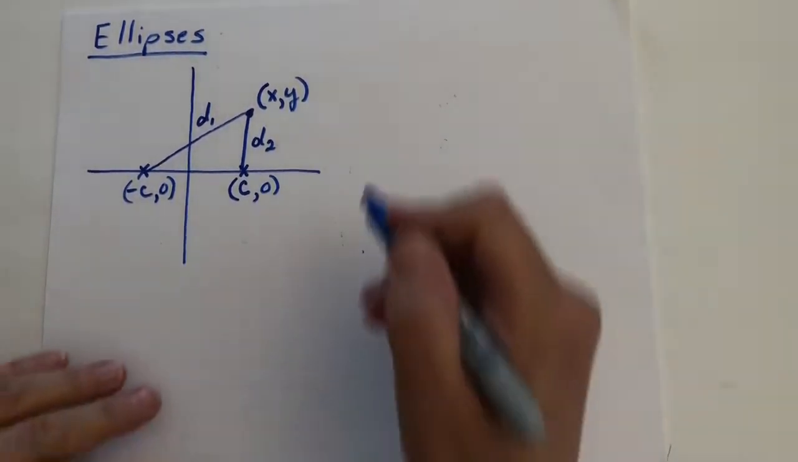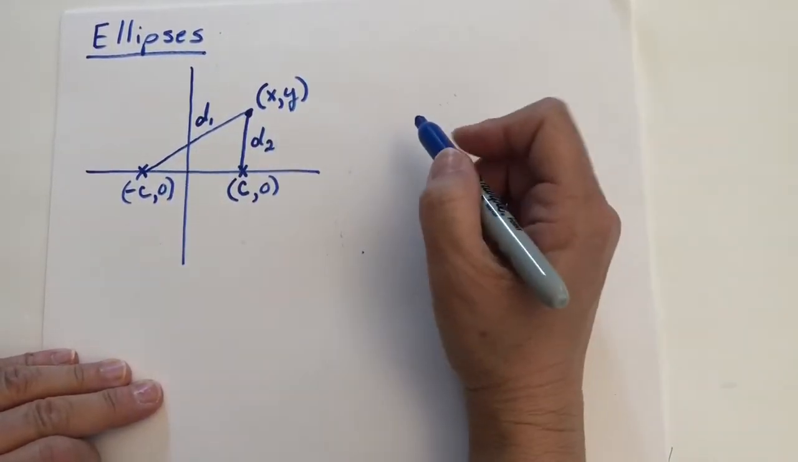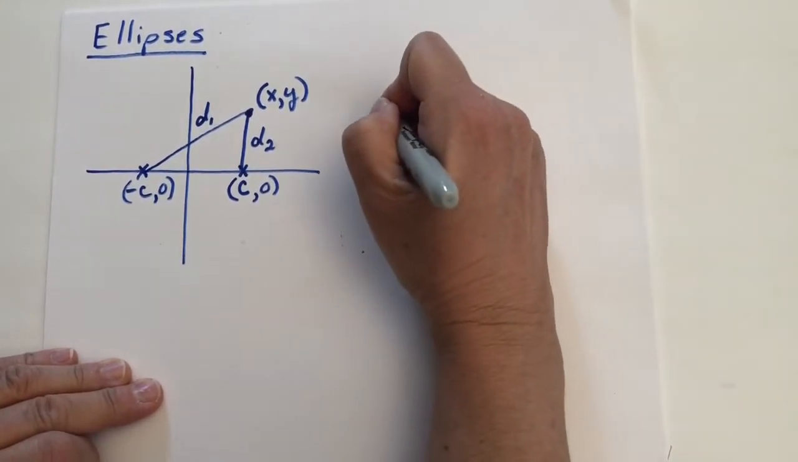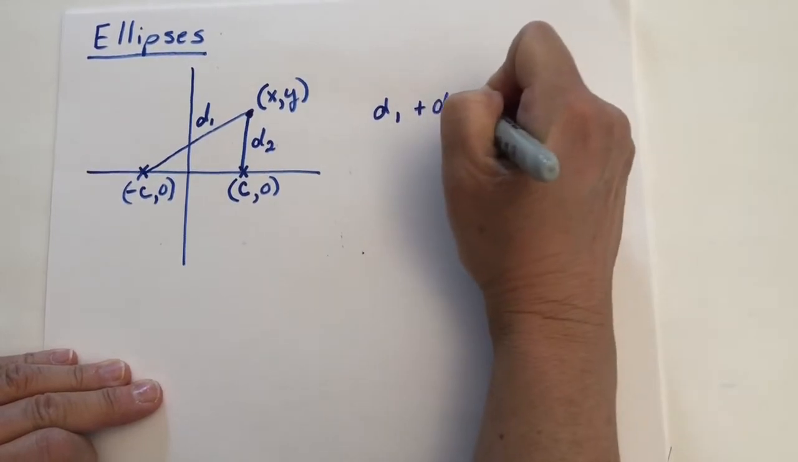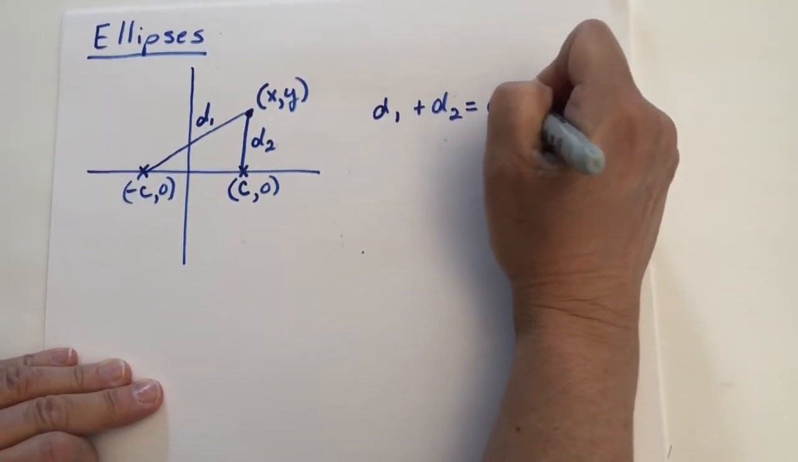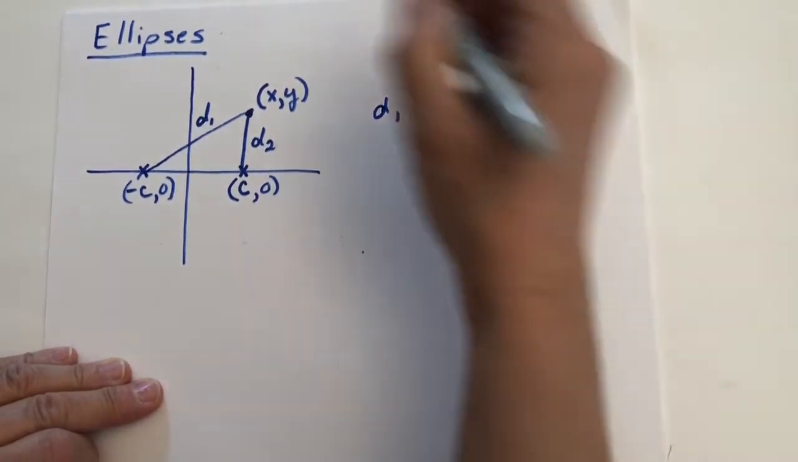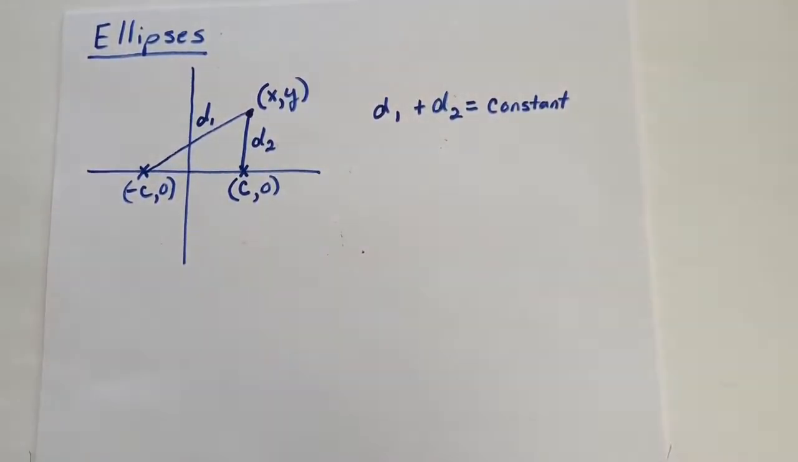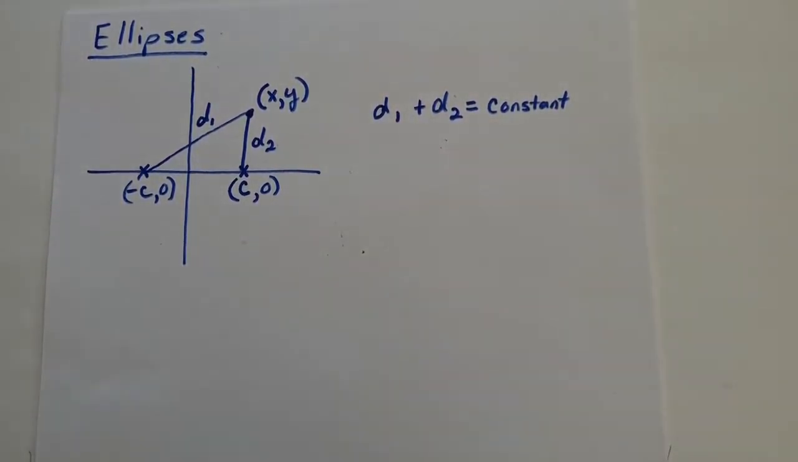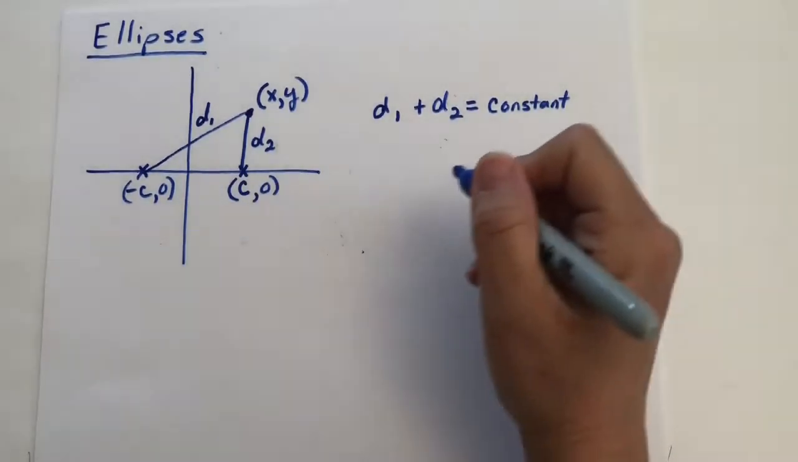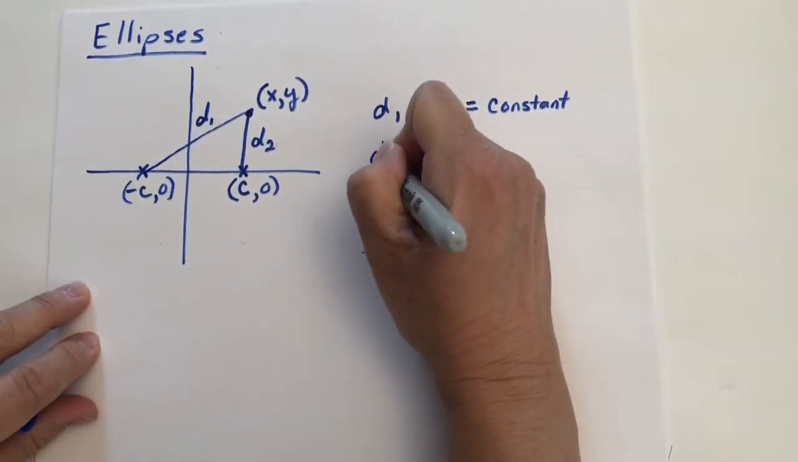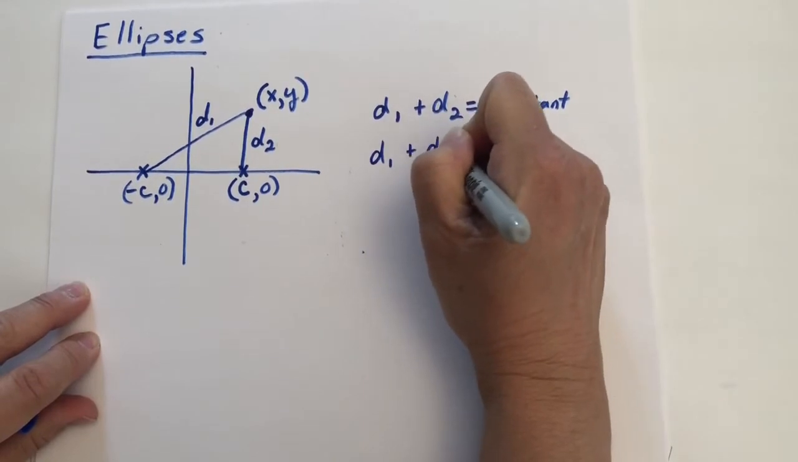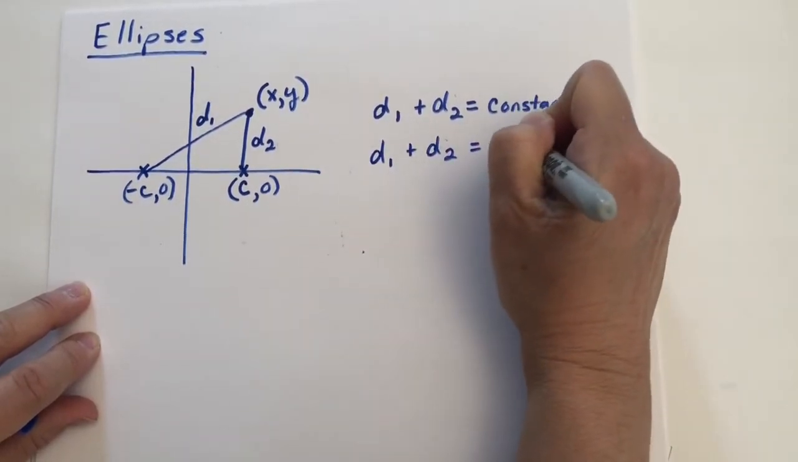So we want the sum of those distances to be a constant. So d1 plus d2 is some particular constant. In my example, the constant was the length of the string that I had. Well, it turns out that the algebra works really nicely if we let that constant be 2a. So we have distance 1 plus distance 2 equals 2a.